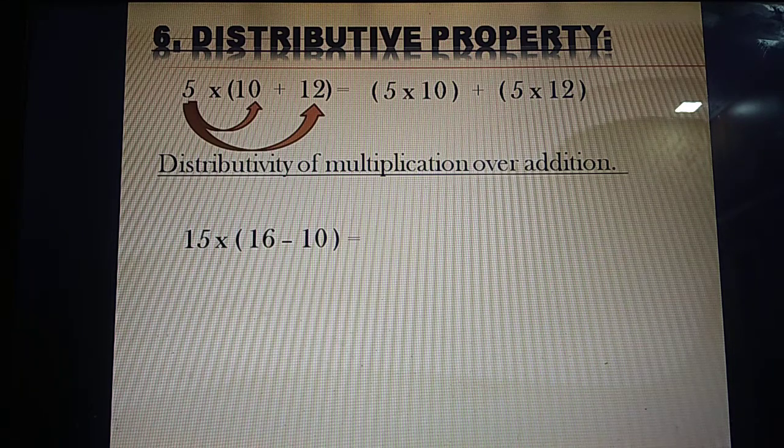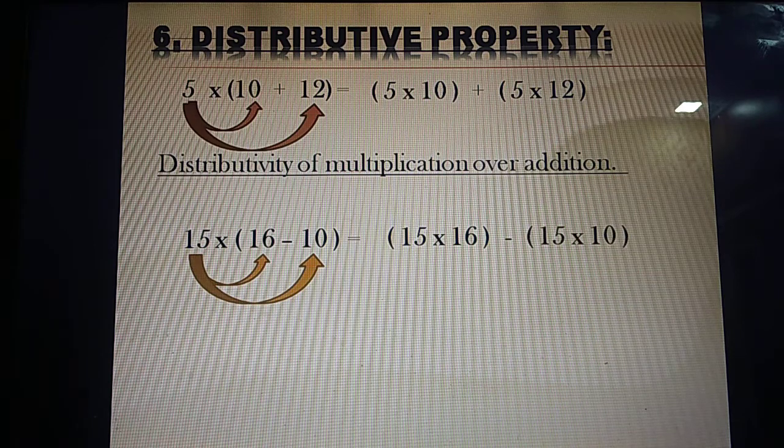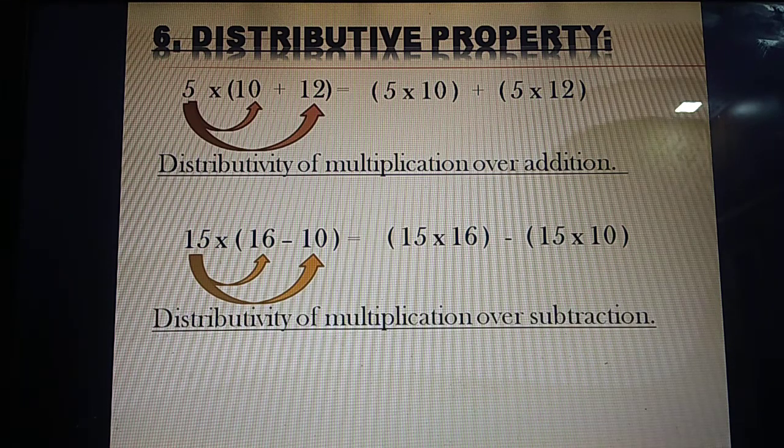Similarly, in case of subtraction, we will do the same. First we will multiply 15 by 16 and then 15 by 10. Because of the minus sign inside the bracket, here you can see there is a minus sign on the right hand side. Now this property is known as distributivity of multiplication over subtraction.